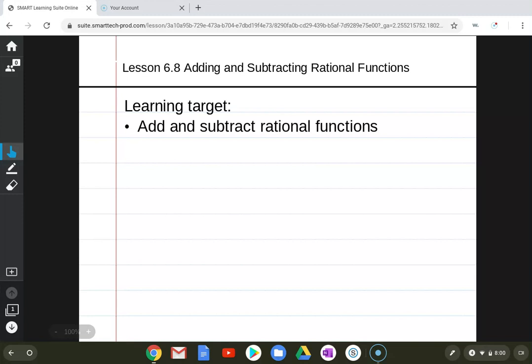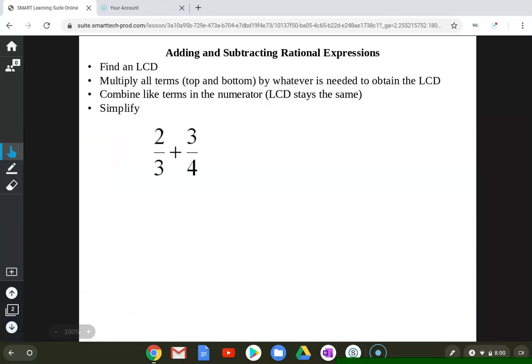Good morning, everyone. It's time to do section 6.8. Today we're going to learn how to add and subtract rational functions. Adding and subtracting rational functions is a lot like adding and subtracting fractions, just regular fractions with numbers. So we're going to walk through this just to refresh your memory on how to add fractions.